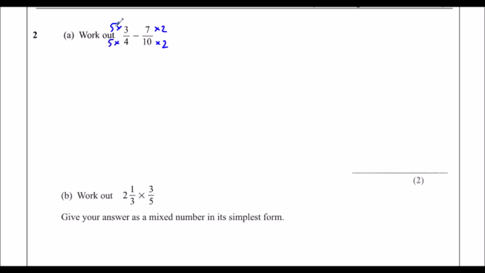So 3/4 multiplied top and bottom by 5. 5 3s are 15. 5 4s are 20. For 7/10, we're doubling the top and bottom. That's 14/20. Now we've got the denominators the same. We can take them away. 15/20 take away 14/20 is 1/20.